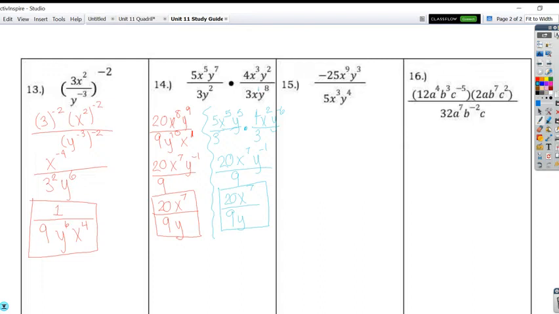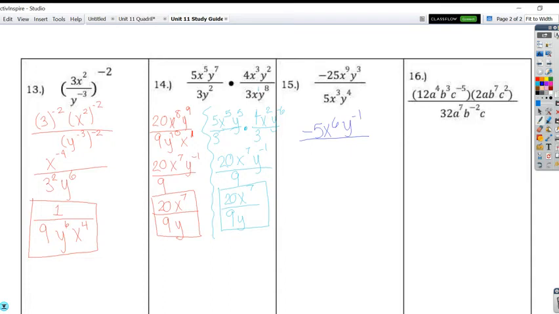Either choice is fine. In this number 15, it's all a division problem for us. So the negative 25 divided by 5 makes negative 5. And x to the 9 divided by x to the 3, when you divide, subtract those exponents. 9 minus 3 makes x to the 6th. That answer is always in the numerator. And y to the 3 divided by y to the 4, subtract those exponents in a division problem. 3 minus 4 makes negative 1.